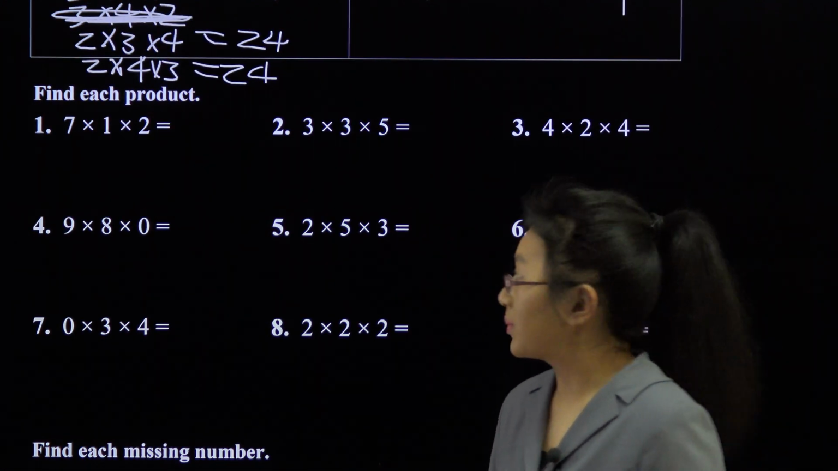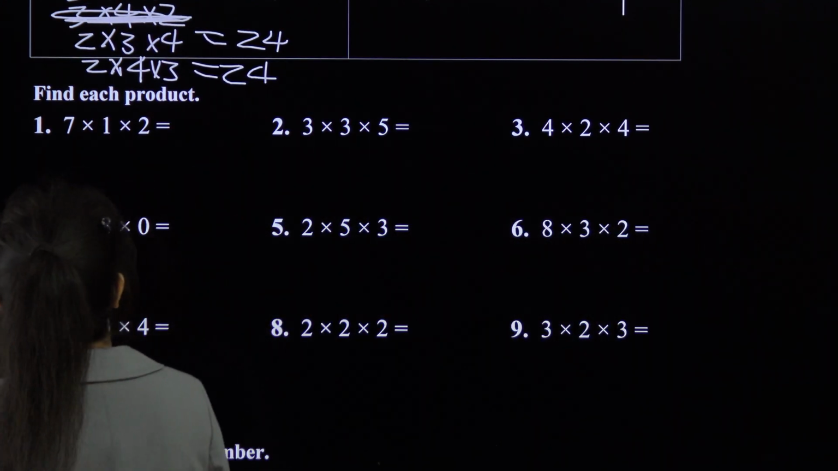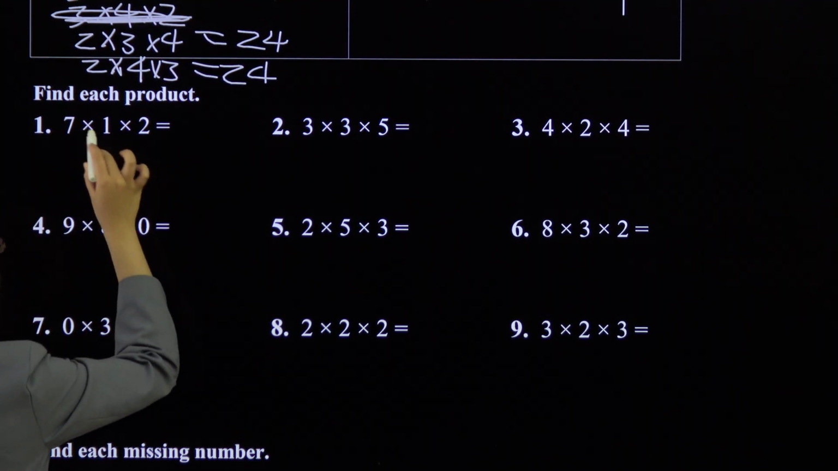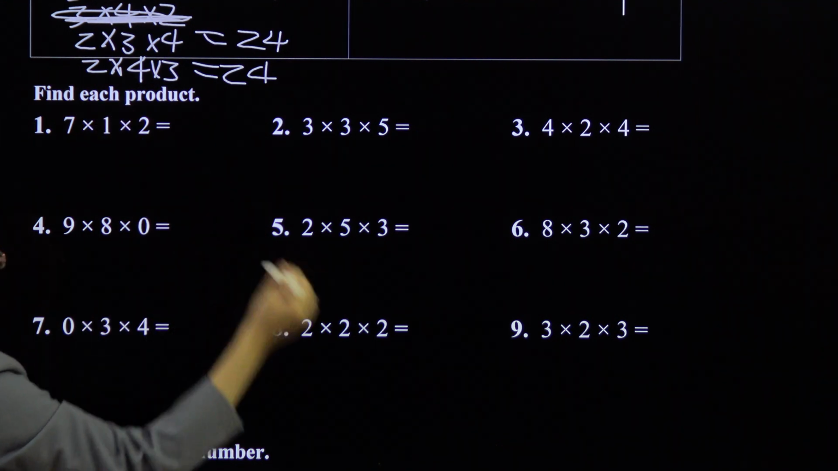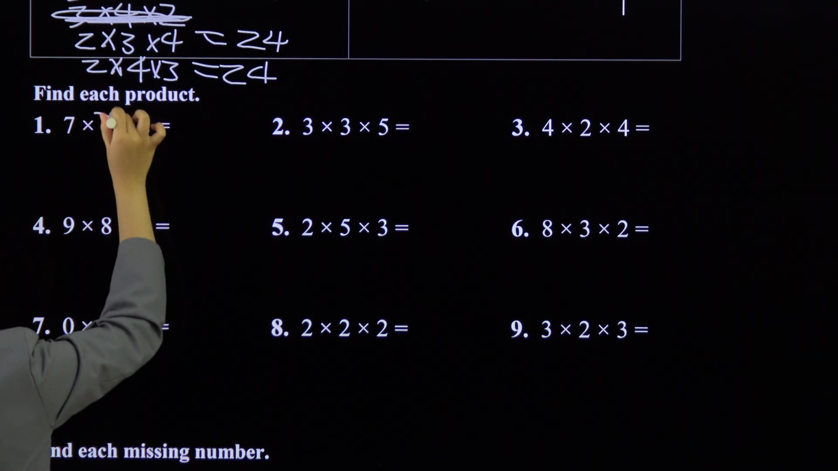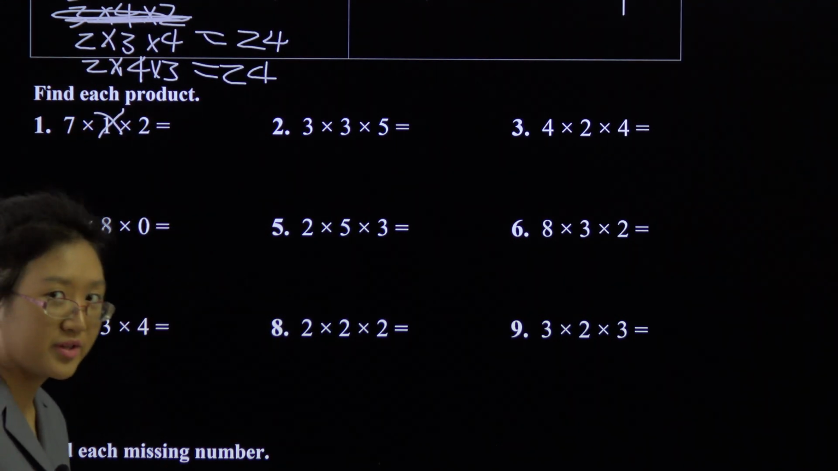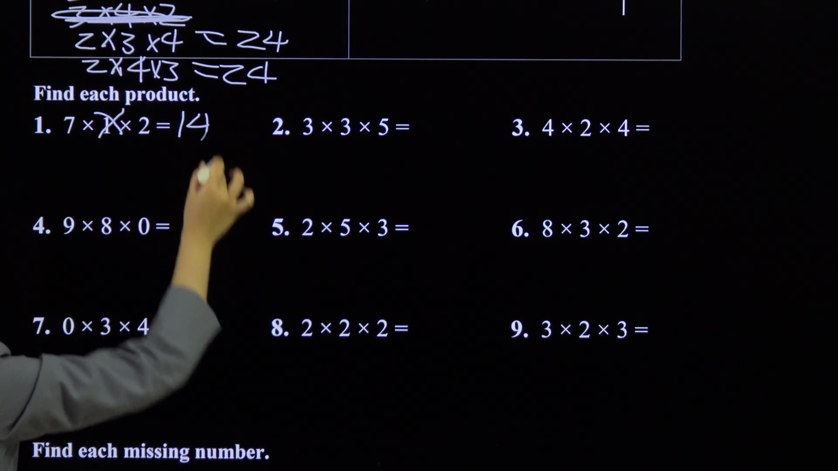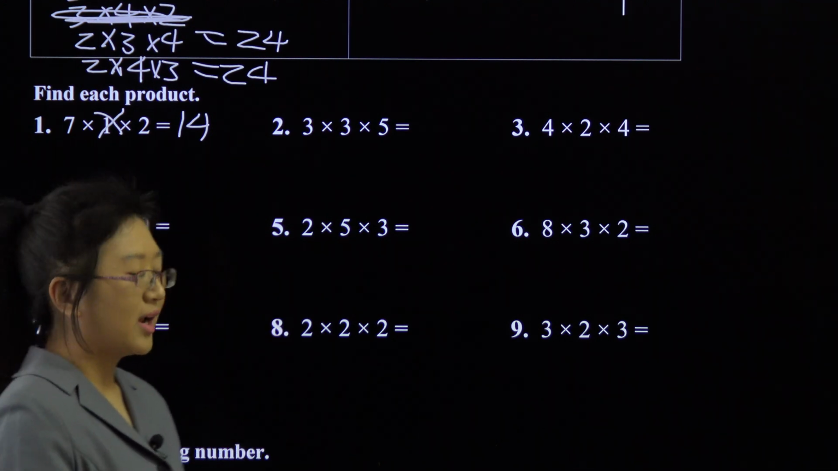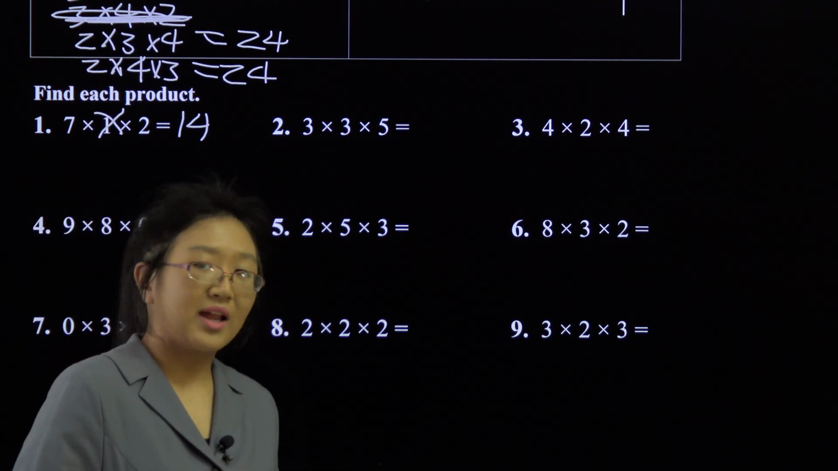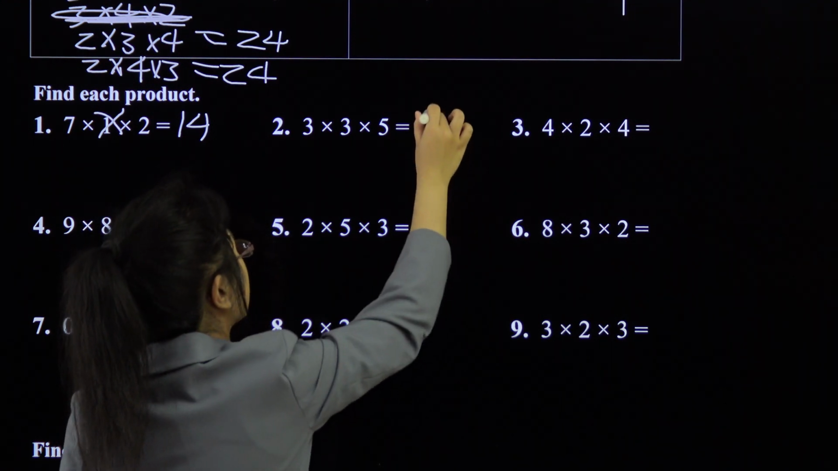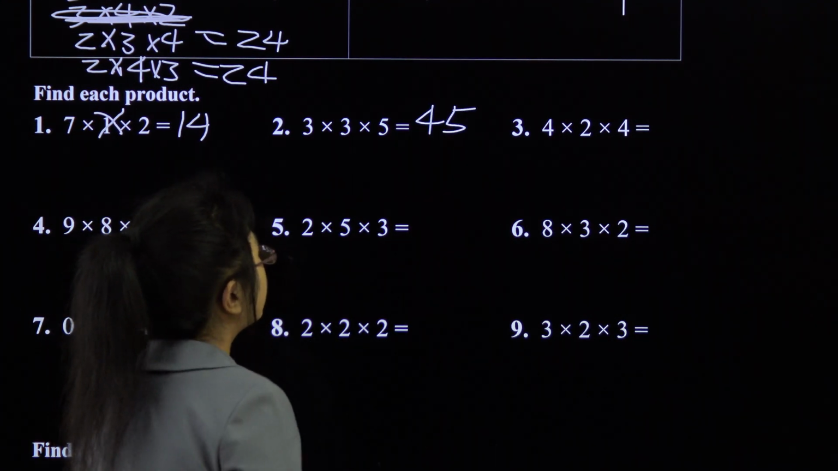Now let's do some practice problems. Find each product. 7 times 1 times 2. Well, if there's a 1 in it, then you could just ignore the 1 because it's not going to make a difference anyways. You get 7 times 2, which is 14. 3 times 3 times 5. 3 times 3 is 9. 9 times 5 is 45.